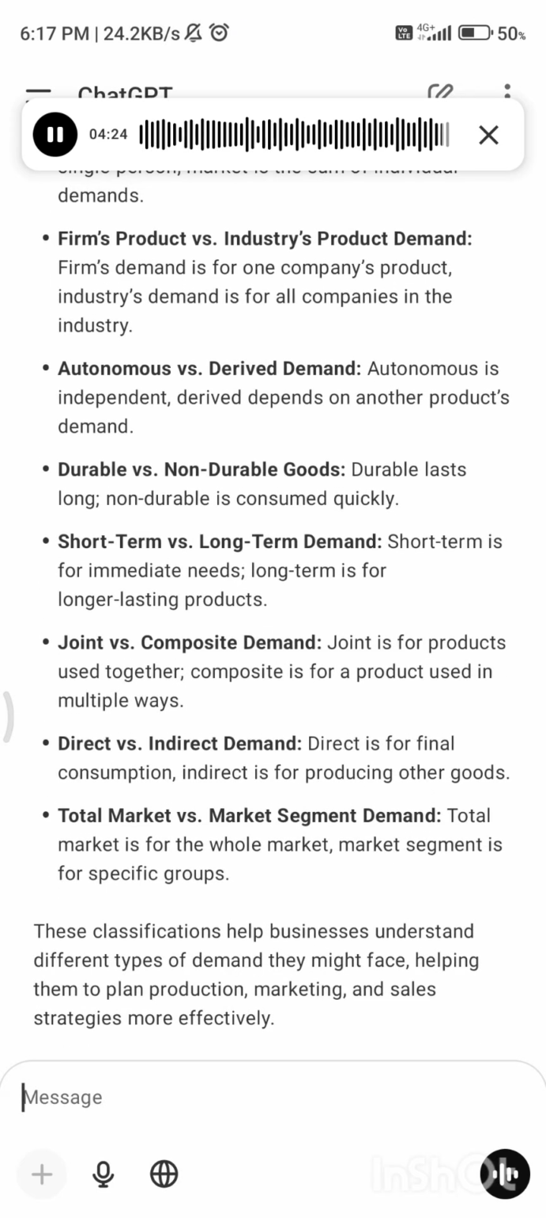These classifications help businesses understand different types of demand they might face, helping them to plan production, marketing, and sales strategies more effectively.